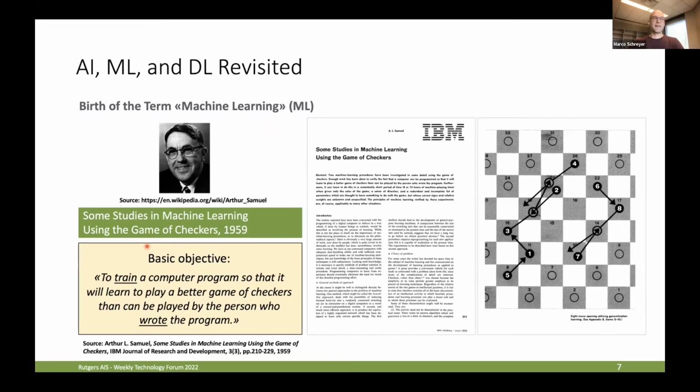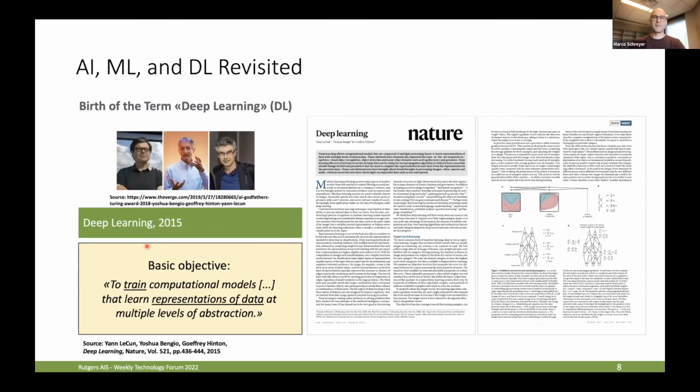So what's the difference now to deep learning? If you go back to the very famous Nature paper of, for example, Yann LeCun, Geoffrey Hinton, and Yoshua Bengio, where they coined the term deep learning, here the basic objective is to train computational models that learn representations of data at multiple levels of abstraction. So this is basically the main idea of deep learning.